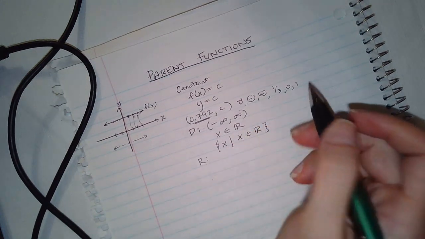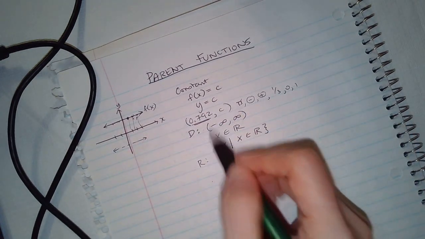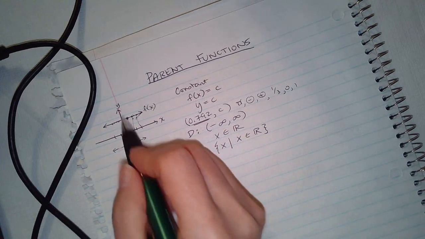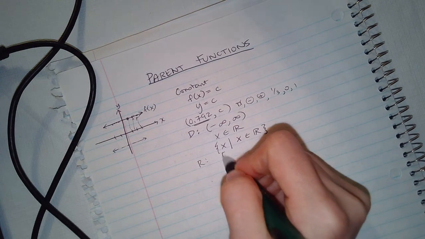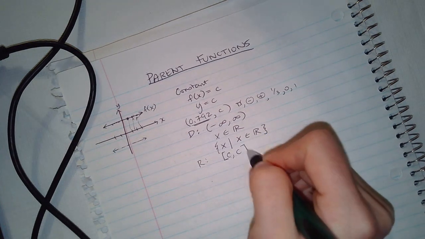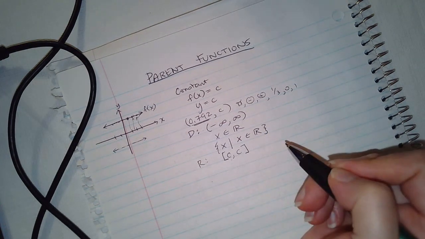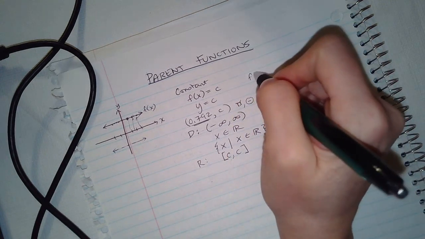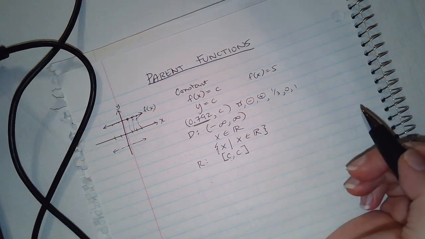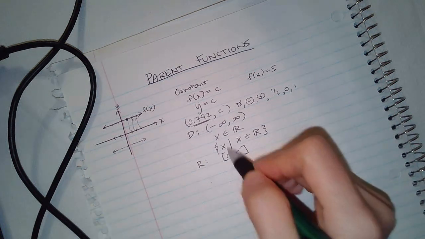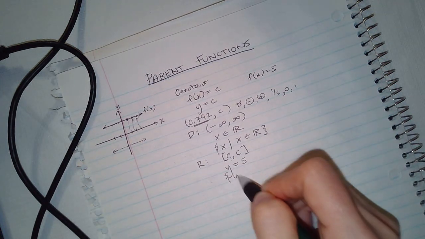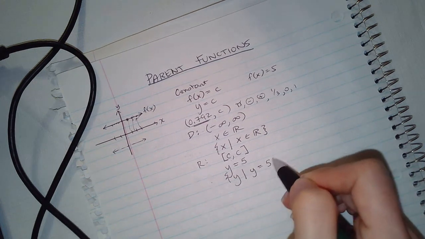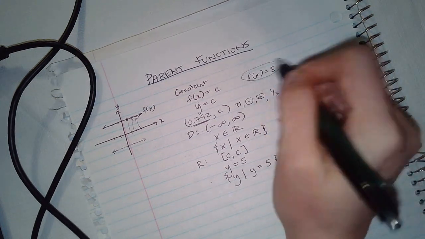Any value works here. Now my range or my possible y values are just my constant. So wherever I set my constant function, the range is just the constant that I have. So I'm going to write it as inclusive of that constant. It's just that constant, from that constant to that constant. So if I have f of x equals 5, my range is just going to be 5 to 5. I can write it as y equals 5, or I could write it in set notation y such that y equals 5, as long as it's equal to whatever my example function is.